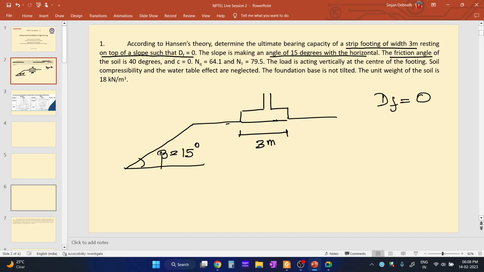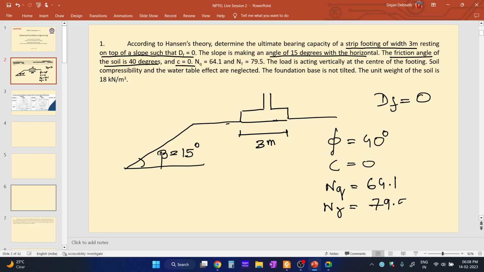The friction angle of the soil is 40 degrees. C value is 0. The corresponding bearing capacity factors Nq is 64.1 and N gamma is 79.5 respectively. The load is acting vertically at the center of the footing. There is no horizontal load, that is why there will be no inclination factor.